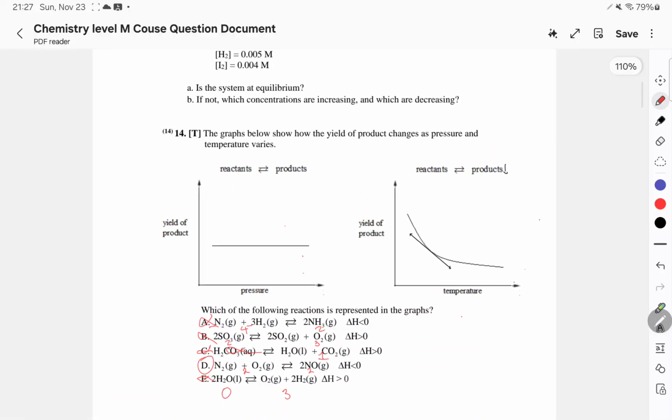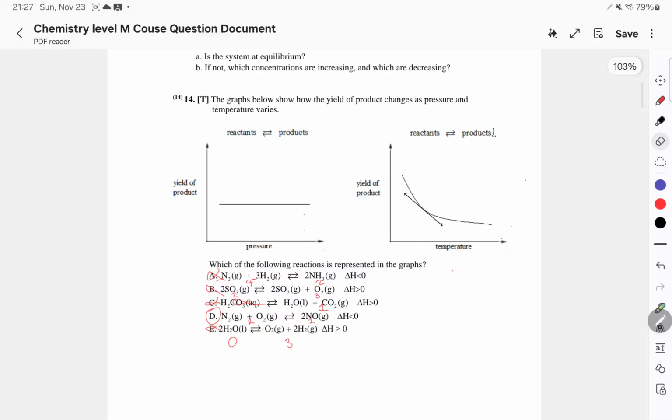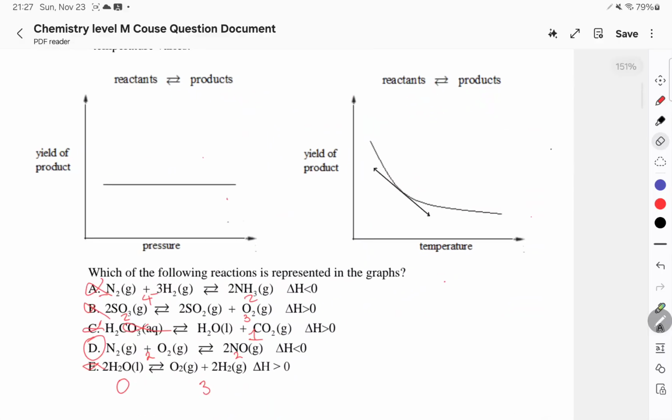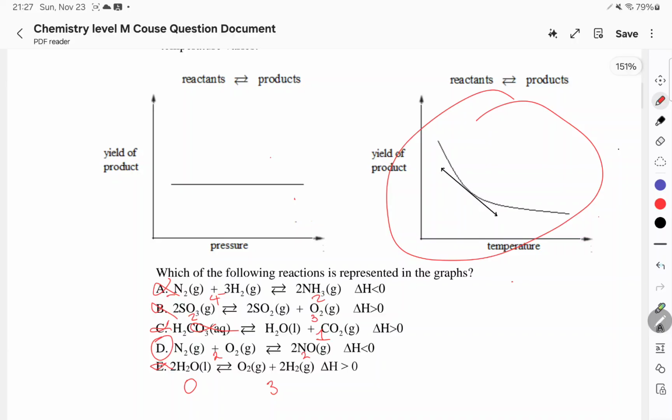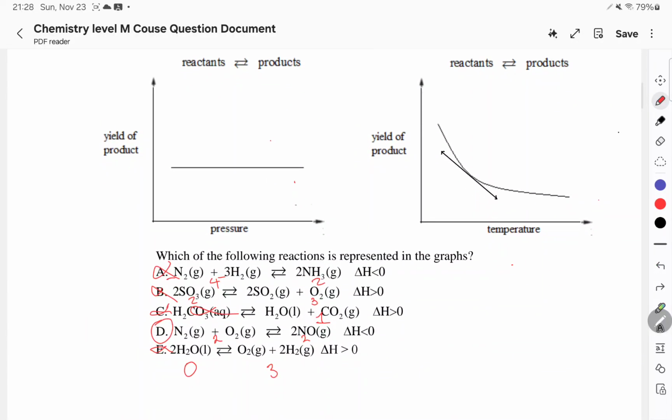Now, yes, I can literally stop here and just circle D and move on. However, I'll explain why this is also correct. You could skip this part and move on, but I'll be explaining since this might be a different case in the exam.